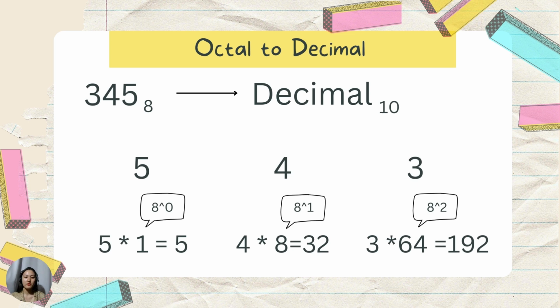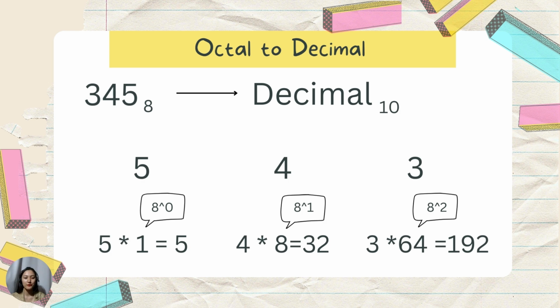So here let's use again 345 for the octal number, and let's find its decimal equivalent. First, we are going to start at the last digit, which is 5. Yes, this is different from the binary. This time we will use the base 8 system. So 8 to the power of 0 is 1. Let's multiply it by the digit 5. 5 times 1 is equal to 5.